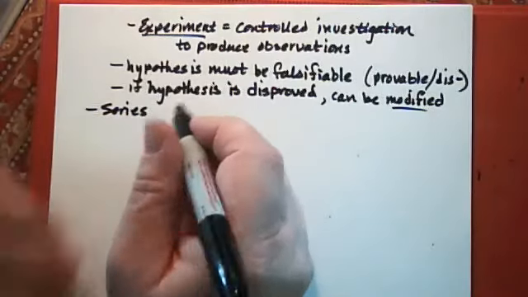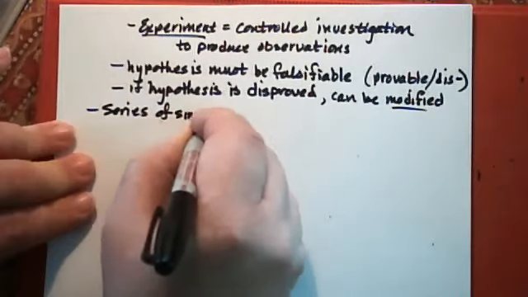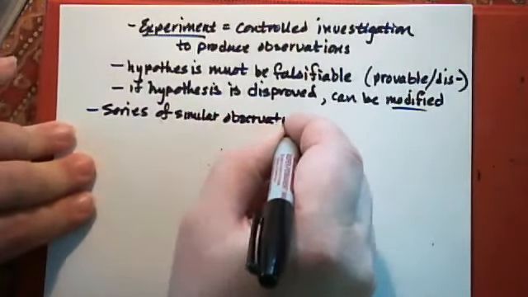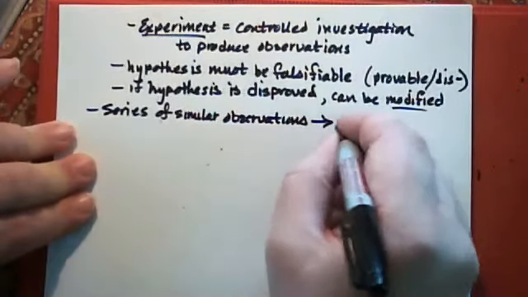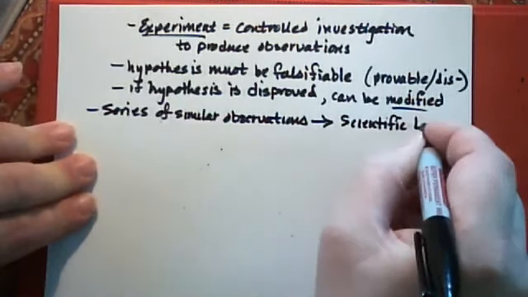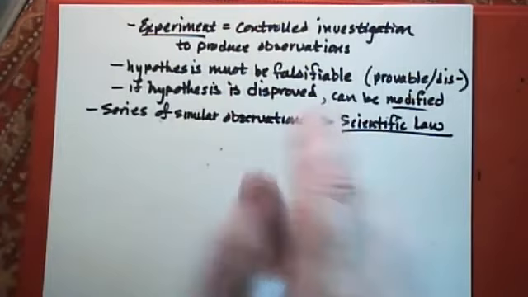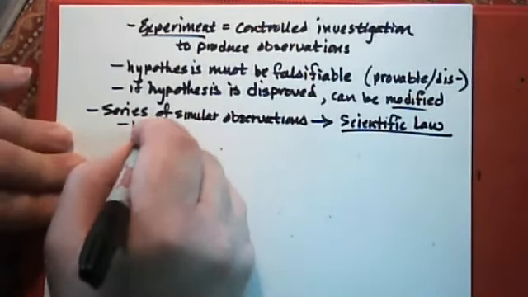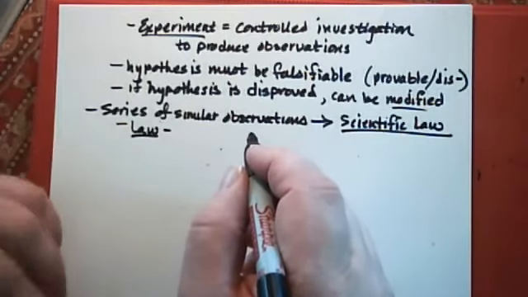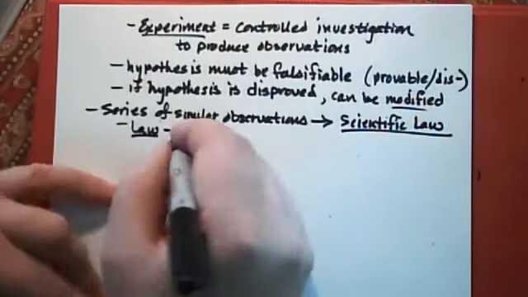When you have a series of similar observations, you can actually formulate what's known as a scientific law. A scientific law is just a brief statement summarizing what happens in a certain situation.